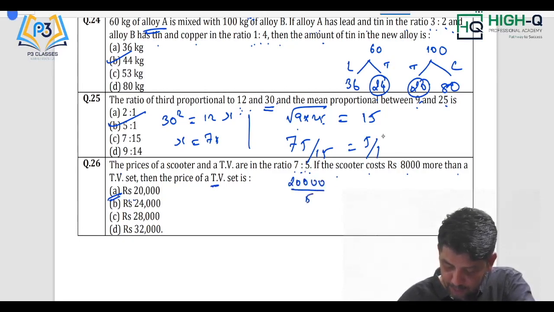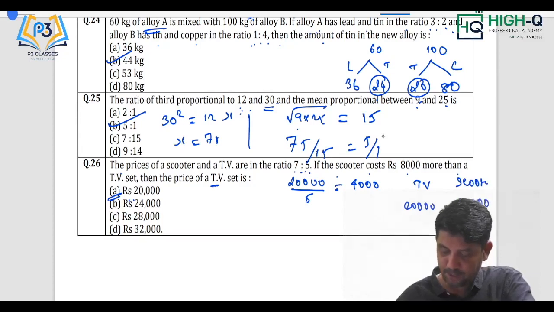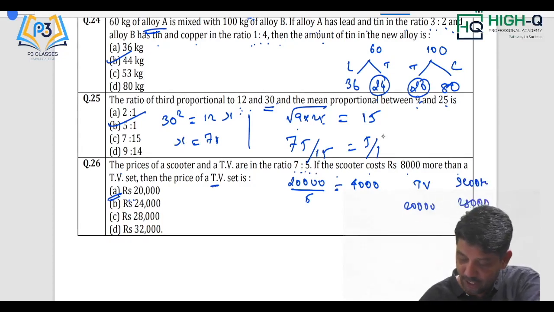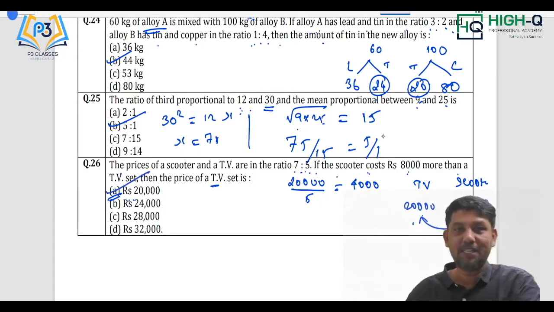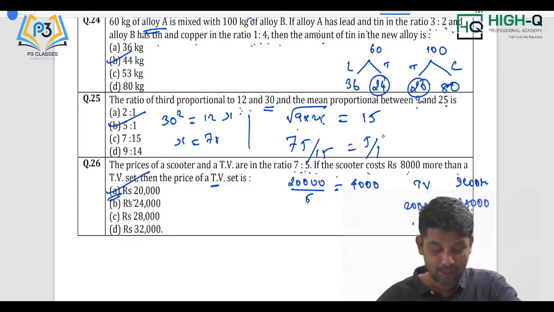If TV price is 20,000, divided by 5 you make 4,000 the common multiple. Then the scooter will be 28,000 rupees. Now let me check the second condition. If the scooter costs 8,000 rupees more than the TV, yes, the scooter costs 8,000 rupees more than the TV. So option A satisfies our condition. Answer is over. Am I right, my dear? Okay. Now sum number 27.